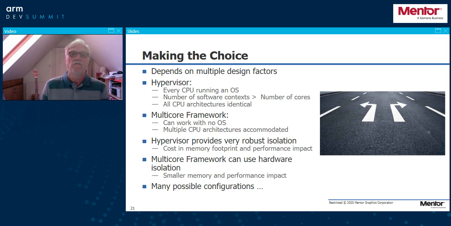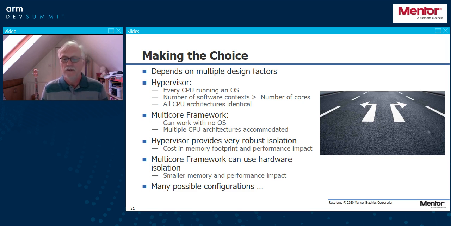The hypervisor means you have to have a CPU on every OS, and all the CPUs must be identical. A multi-core framework can work without a CPU, without an OS, and lots of CPU architectures can be supported. The hypervisor provides a very robust isolation, but a multi-core framework can use hardware isolation if it's available. And the bottom line is there are many possible configurations.